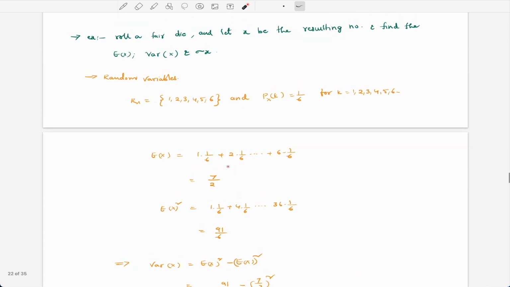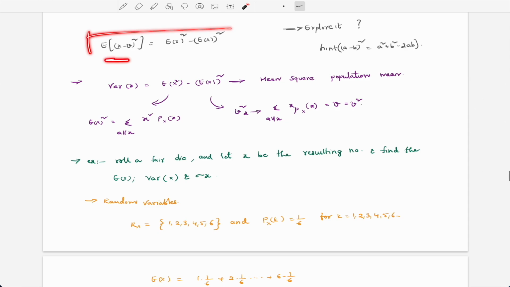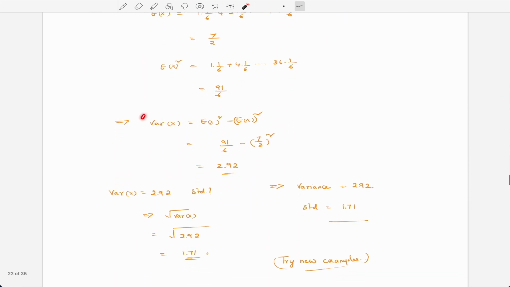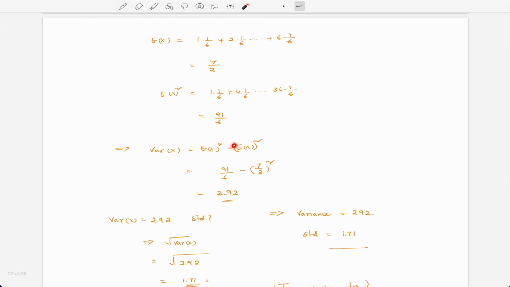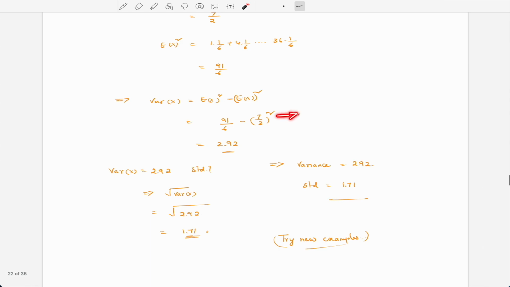After that, we have a good formula for the variance, right? A direct formula for the variance, and then we simply implement it here. E of x square, which we have found, is 91 by 6, and then we subtract the square of the mean, which is 7 by 2 whole square. This is equal to 49 by 4, and if we do the calculations here, we're going to get the output 2.92, and this is the variance.